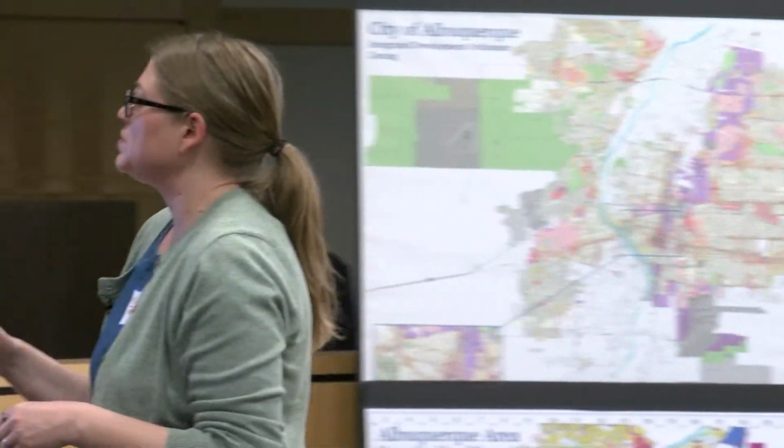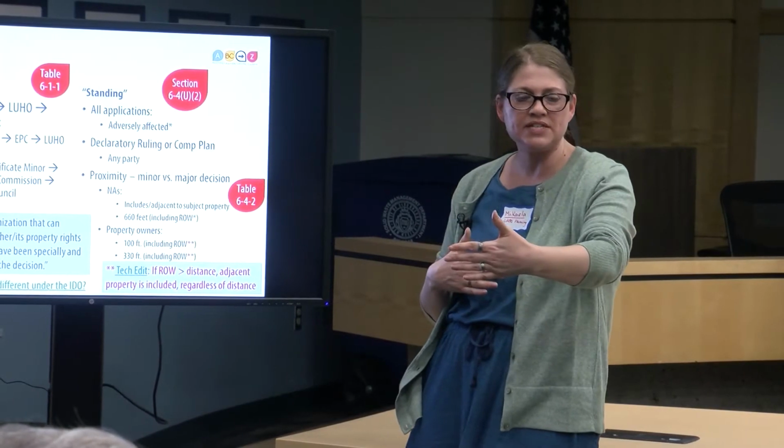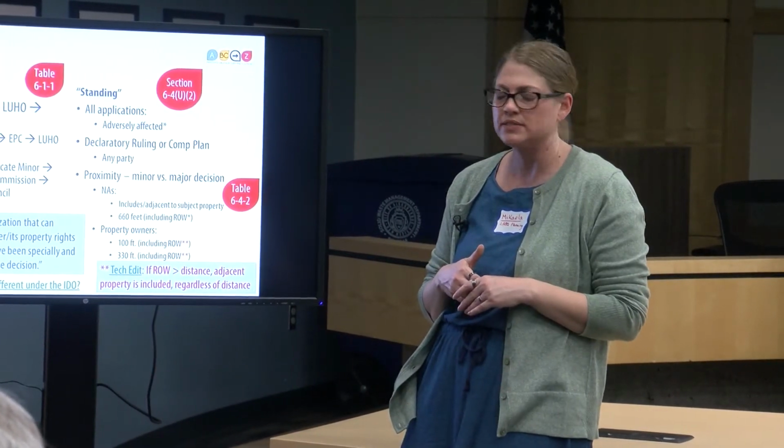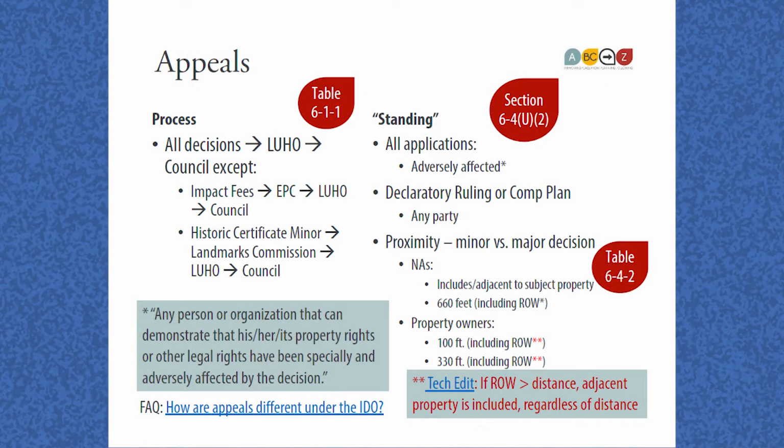So if you're a neighborhood association who wants to appeal a decision that's minor, your neighborhood association either needs to include that project or be adjacent, unless you can show adverse standing, or adversely affected, in which case you have the right to appeal. These are for automatic standing. If you're within 660 feet of a property that's had a major decision, you're granted automatic standing. In terms of property owners, those distances are 100 feet for minor decisions and 330 feet for major decisions.